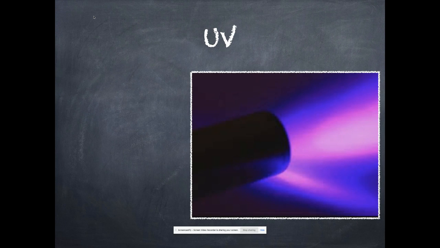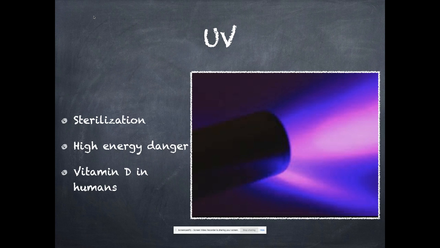Now, ultraviolet is the first part of the spectrum where it's high enough energy that it can actually do some damage to us. We use it for sterilization, okay, killing bacteria, okay. It's a high enough energy that it is of danger to us, cause skin cancers, but it has a really weird little side effect, and that is it can actually produce vitamin D in the human body.